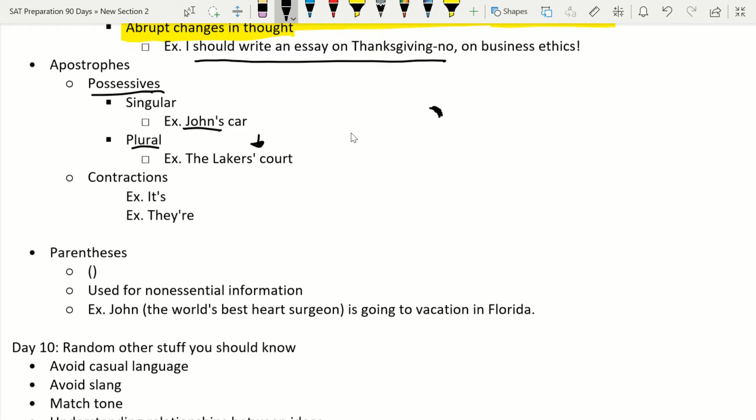All right, contractions, right? Apostrophes in contractions. We have it's, obviously that means it is. And we have they're, which obviously is going to mean they are, right? That apostrophe is just taking the place of a letter there.